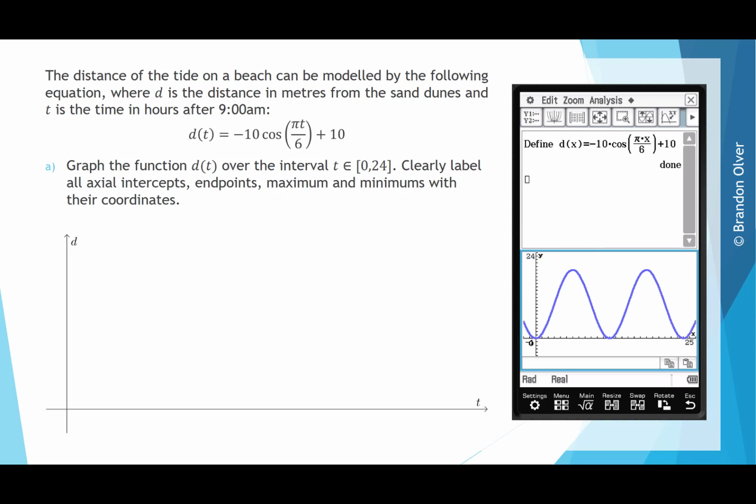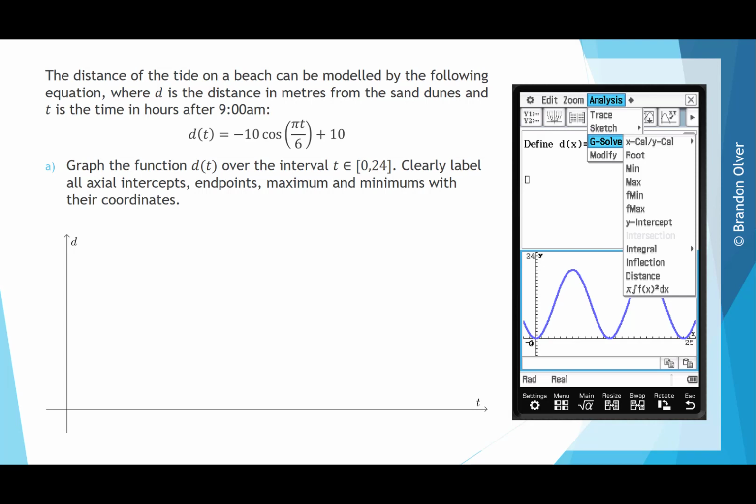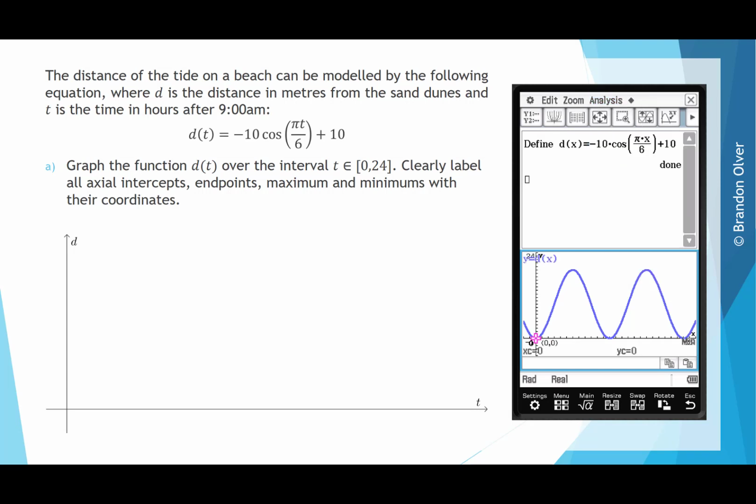And I can now use analysis G-Solve to find key features. So to start with, I'm going to find the minimums, which are also x-intercepts. So there's one at (0, 0). And if I hit execute, it will lock onto the screen. Pressing the right arrow will take me to (12, 0). Again, hitting execute will lock it on. And then hitting right one more time will find the last value that's at 24. And hitting execute will lock that on.